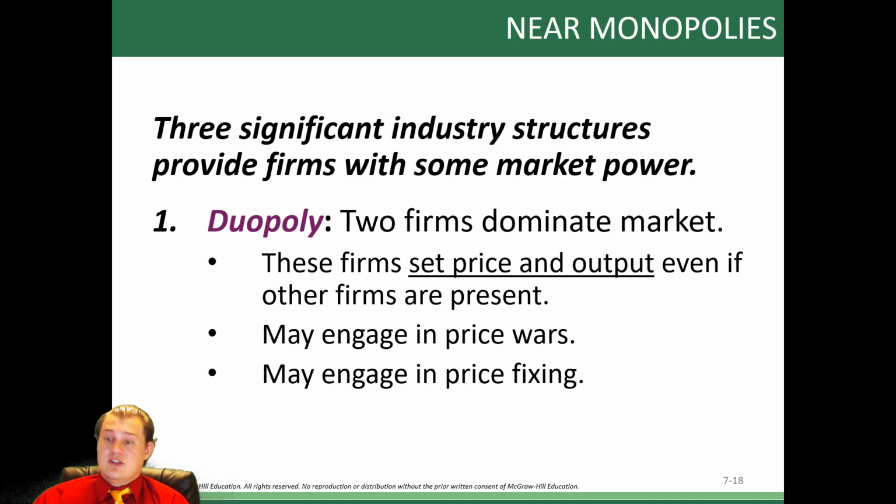Price fixing happens a lot. They signal to each other. They can't say anything directly, but they'll say, hey, we're going to raise ours by a nickel. Oh, you raised yours by a nickel. Okay, we're in agreement then. They want to compete on brand. They don't want to compete on price.